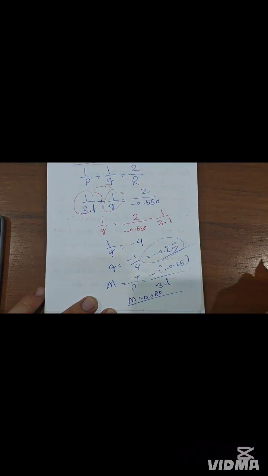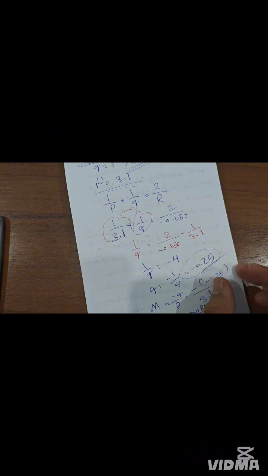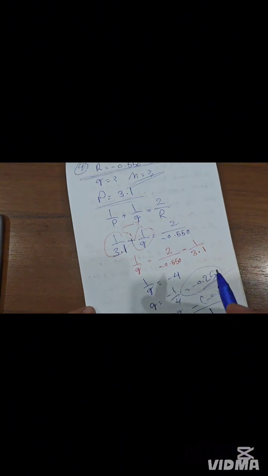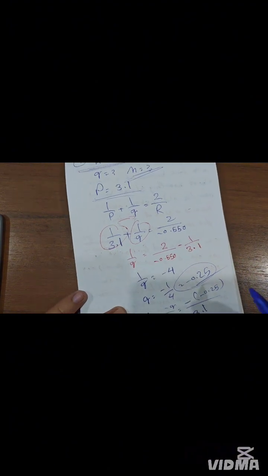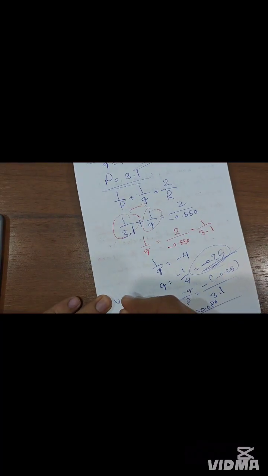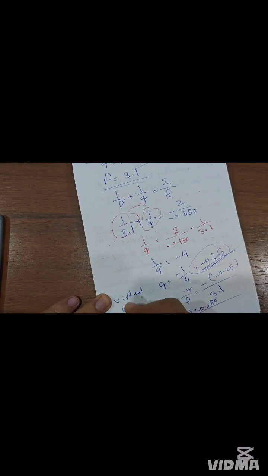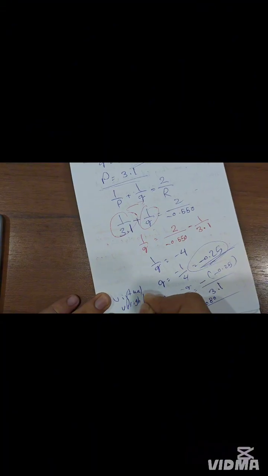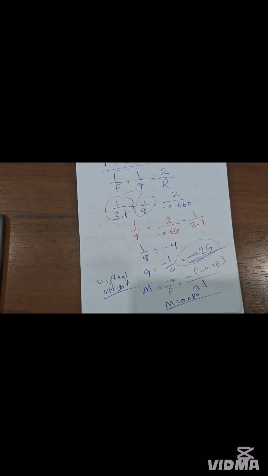The question said, is the image real or virtual or upright? Because in here, the value of Q, take a look, it's negative. So it means this is virtual. Virtual and upright.